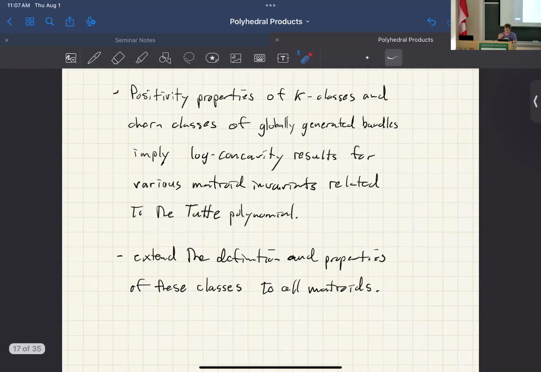And then there are positivity properties in general from globally generated bundles that imply log concavity results for various matroid invariants related to the Tutte polynomial. So it's like we have a positivity theory in algebraic geometry. This allows us to use it on matroids. And then they extend this definition by using some technical equipment to all matroids.